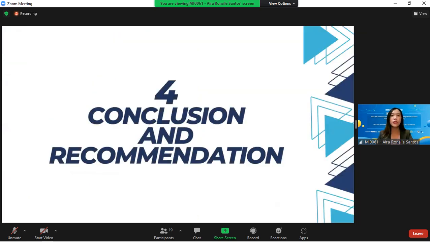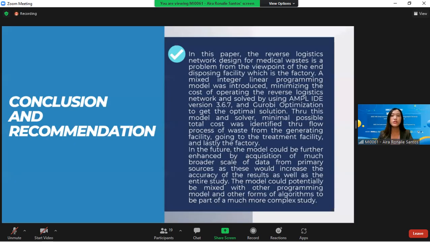For the conclusion and recommendation, in this paper, the reverse logistic network design for medical waste is a problem from the viewpoint of the end disposing facility, which is the factory. A mixed integer linear programming model was introduced, minimizing the cost of operating and reverse logistic network, and solved by using AMPL IDE version 3.6.7 and Gurobi optimization to get the optimal solution. Through this model and solver, the minimal possible total cost was identified through the flow process of waste from the generating facility going to the treatment facility and lastly to the factory.